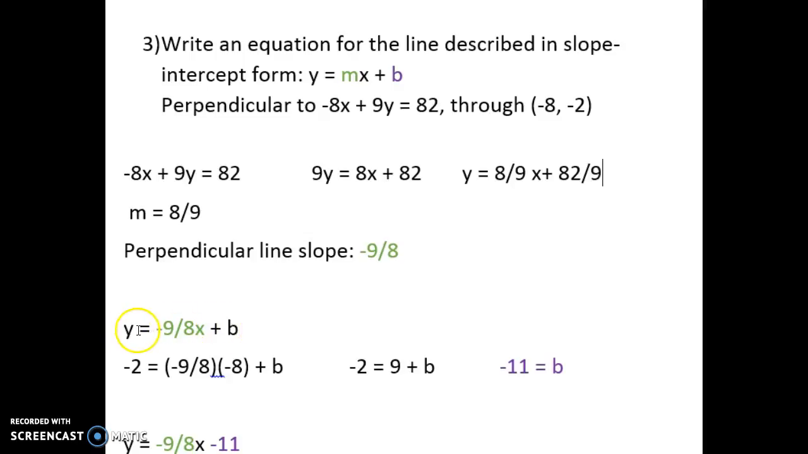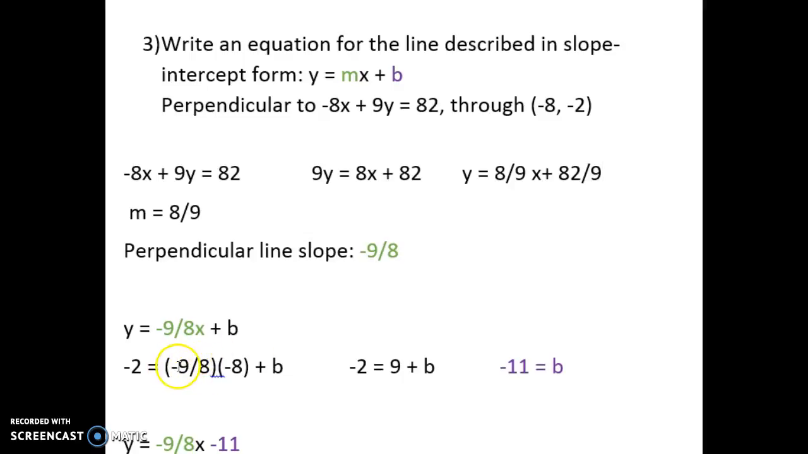Well, every single point on the line, if you plug it into the line, both sides will be equal to each other. So if we plug in the one point that we know it goes through, both sides will be equal to each other. So plug in the -8 for x and the -2 for y, and both sides will be equal to each other. Well, now we can just solve down to see what b needs to be.